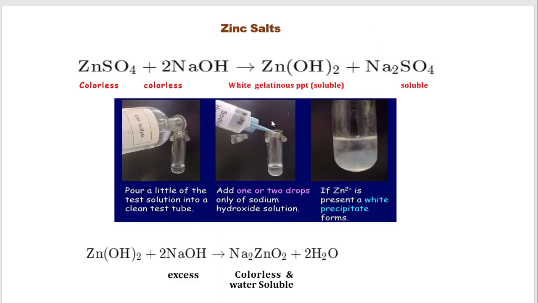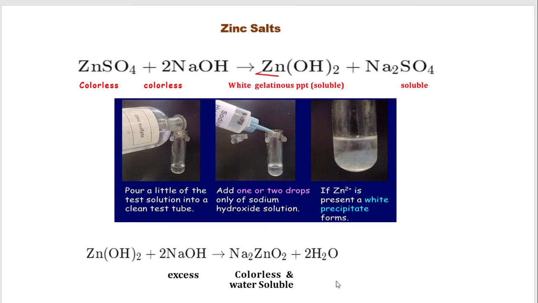The next salt we will take is the zinc salt. Zinc salt itself is colorless. When NaOH was added to it, it formed a gelatinous white precipitate of Zn hydroxide. You need to remember the formula of the hydroxide. You need to remember the color of the precipitate. Now, if this white gelatinous precipitate was formed, you can easily say that you have Zn2+ in your sample. This white precipitate dissolves on addition of excess NaOH.